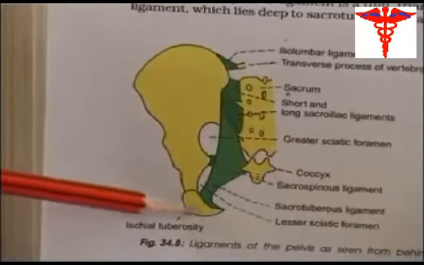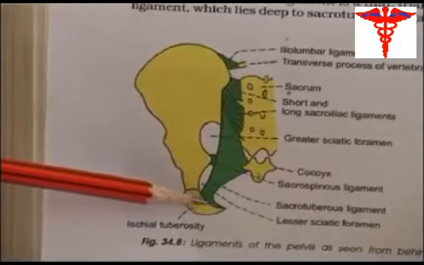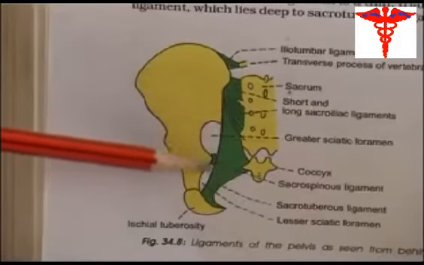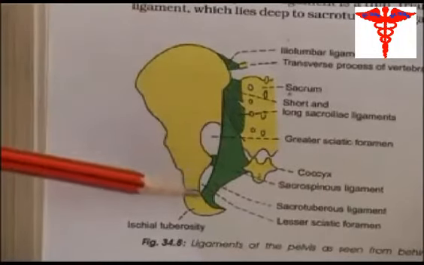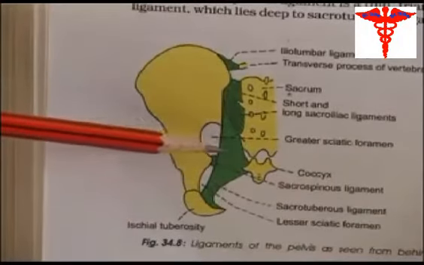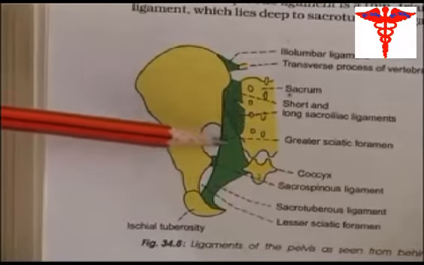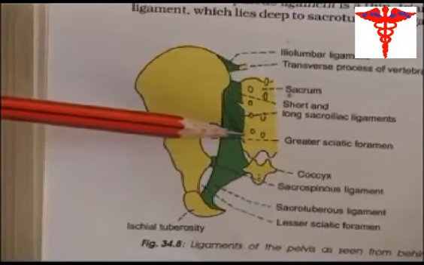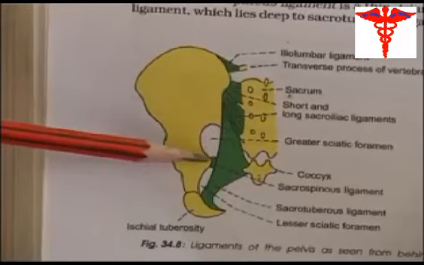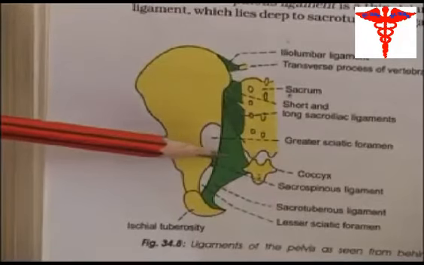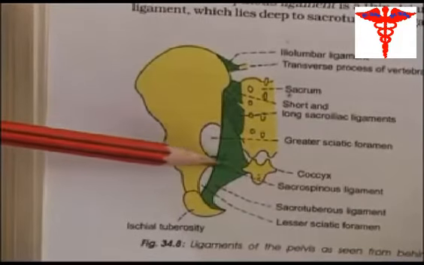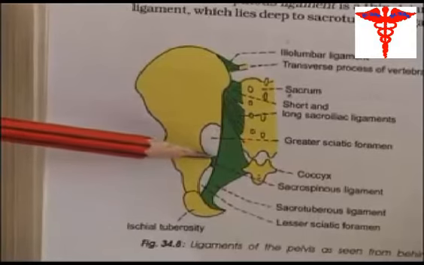Arising from the ischial tuberosity is a strong ligament, the sacrotuberous ligament. It passes up to the posterior superior iliac spine, posterior inferior iliac spine, and to the back of the sacrum. Extending between the ischial spine and the lower part of the sacrum is a horizontally placed ligament, the sacrospinous ligament.